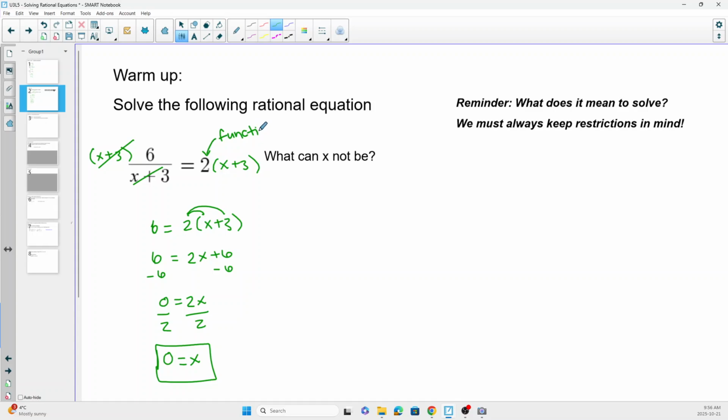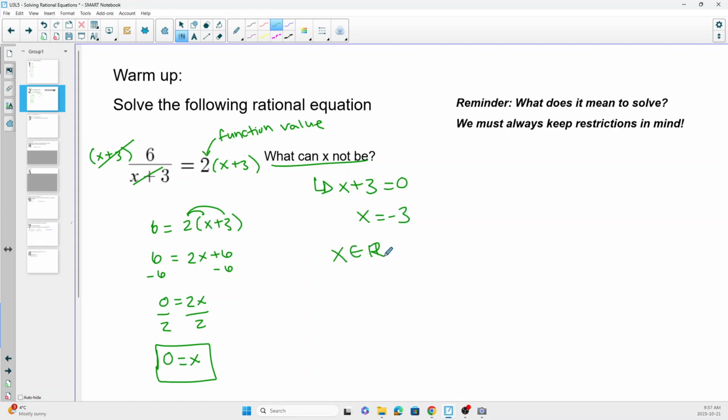Now, I put this note here that says what can x not be, and we need to keep that in mind because if we go through the motions and we solve and we get one of our restrictions, we cannot state that as a solution. So remember that we're never allowed to divide by 0. We can never break that rule. So we have to consider when would x plus 3 equal 0, and that would happen when x is equal to negative 3.